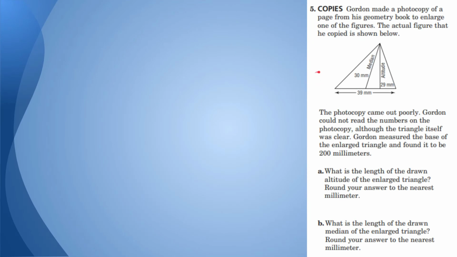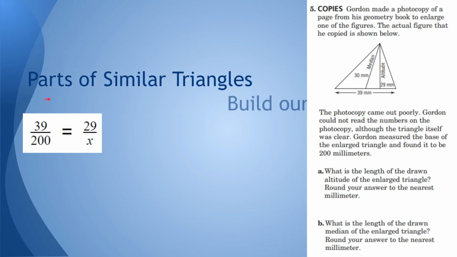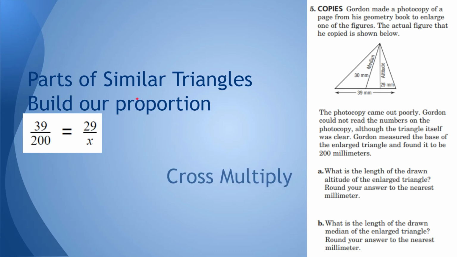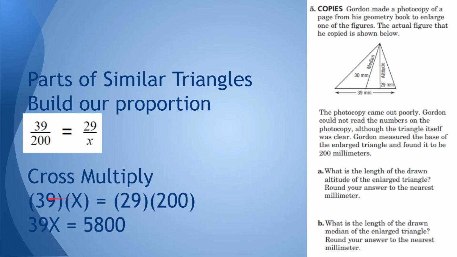Okay, so putting the problem to the side here so that we can keep it in front of ourselves, we're going to set up our proportion. Remember, we have parts of similar triangles here. Once we have our proportion set up, we're then going to cross multiply, which will get our usual cross multiplication here of 39 times x, meaning 39 and x on this side of the equation, 29 times 200.